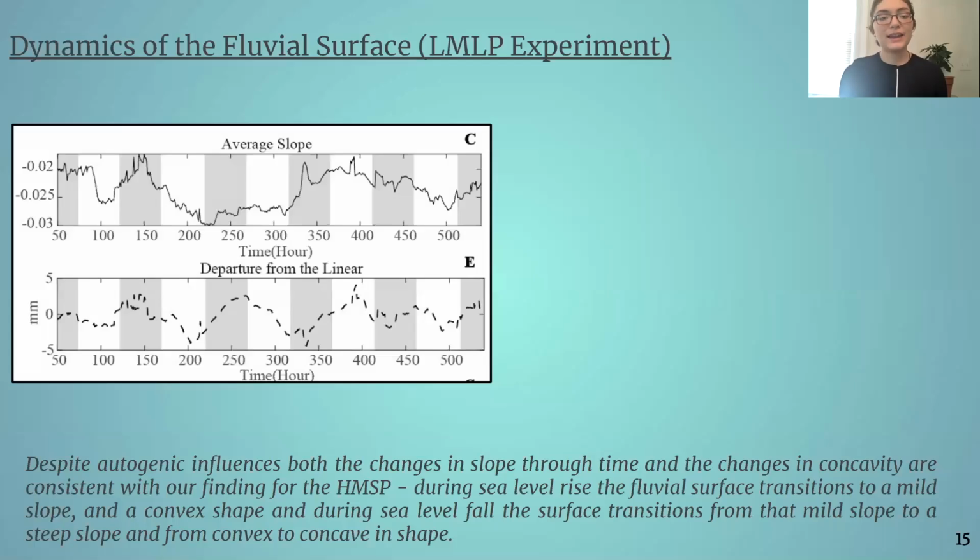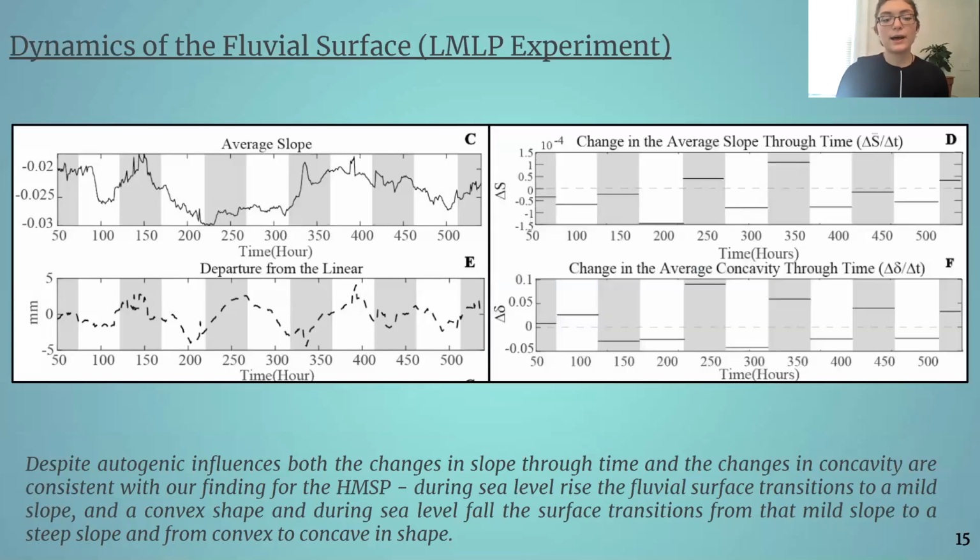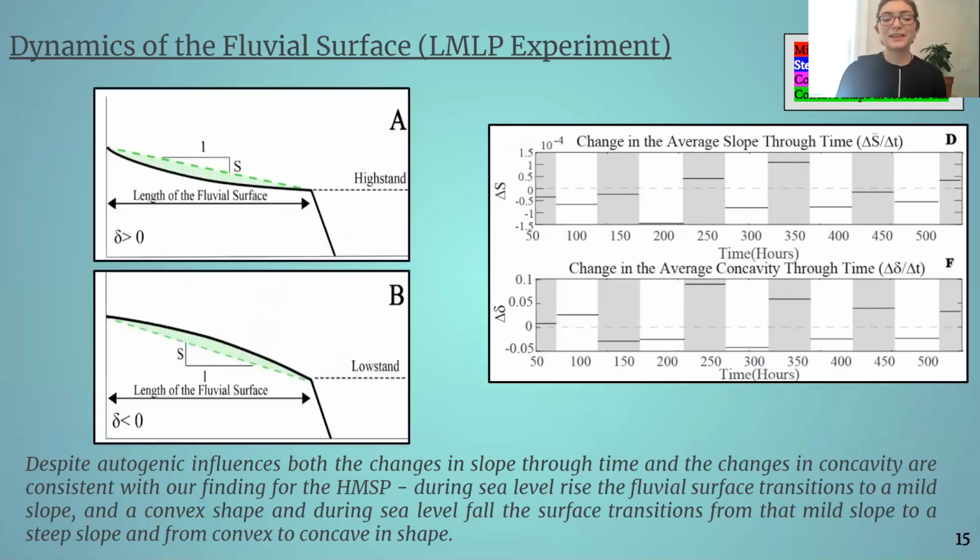So, again, I looked at the changes in the slope and curvature of the fluvial surface across the experiment. Again, it's hard to see the trend here because of those river channel dynamics having a strong influence. But if we look at the trends through time, again, that average rate of change, those trends do seem to have a trend that matches the other experiment. As sea level is rising, the fluvial surface is more mild and has a more convex shape. And as sea level falls, the slope is more steep and the shape is concave.